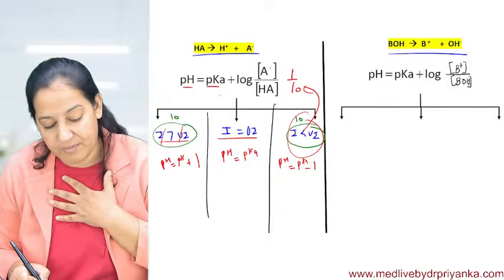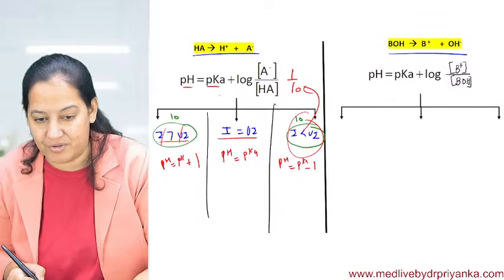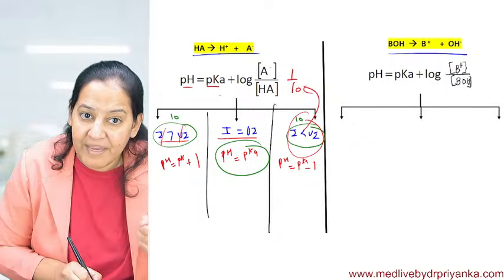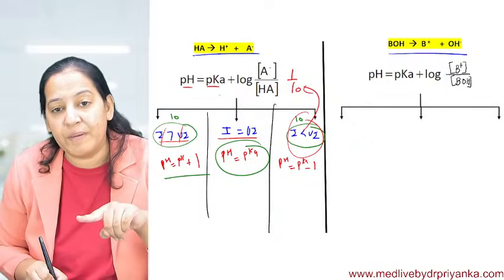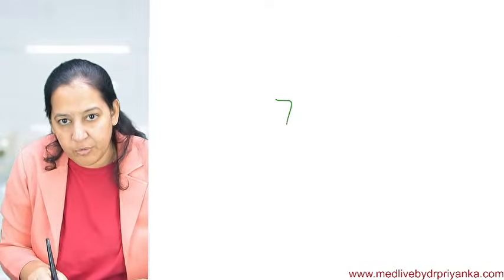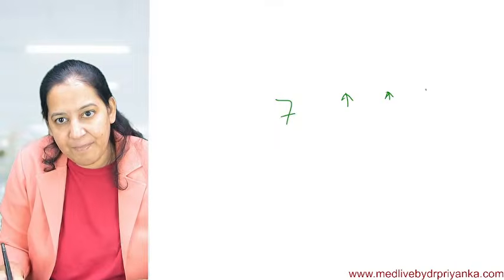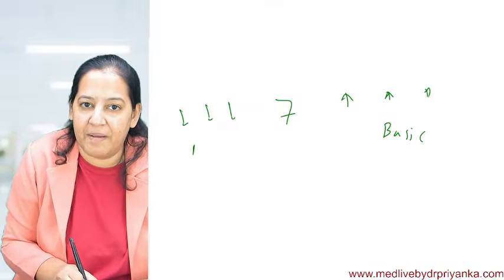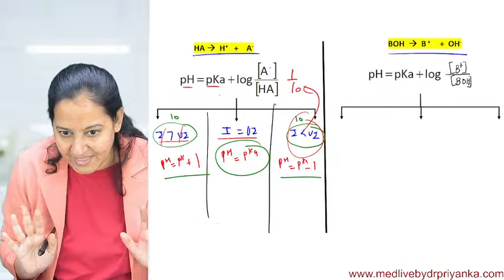I tried, people, from the depth of my heart. I don't know whether you got it or not. But here pH is equal to pK. Here pH is equal to pK plus 1. And here pH is equal to pK minus 1. I told you the basic rule: at neutral, if you increase the pH, it becomes basic, and if you decrease the pH, it becomes acidic. I guess everyone knows that basic rule.